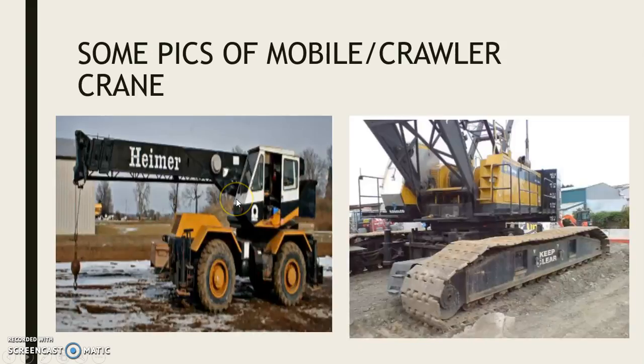So yes, these are some pictures of a mobile or crawler crane. I have told you that the crawler is a belt assembly which helps to move the equipment ahead, and this is a wheeled type of mobile crane. The crane has a special feature known as a hook, which is tied to the load, and the load is lifted. This part is known as the boom. Let's see some more images.